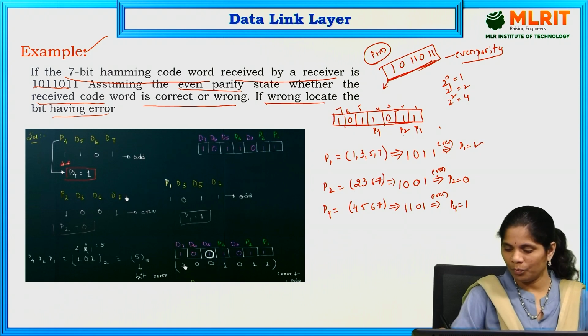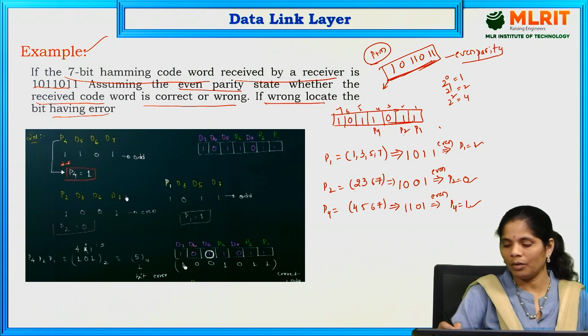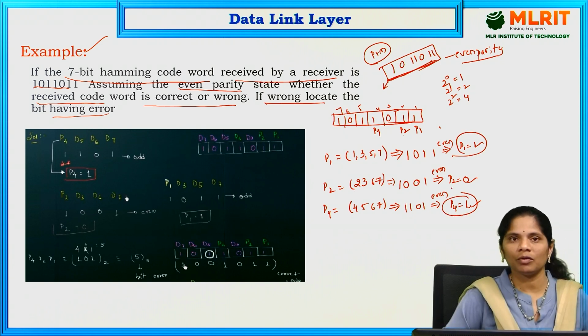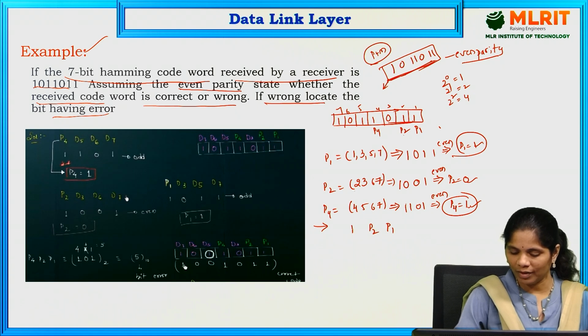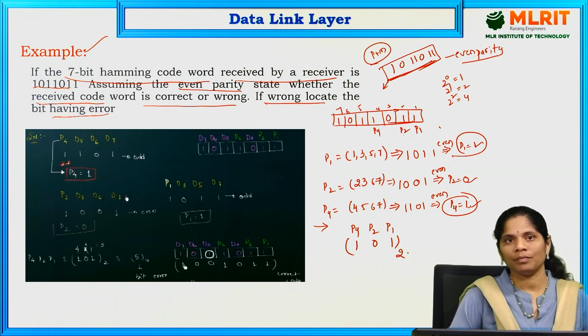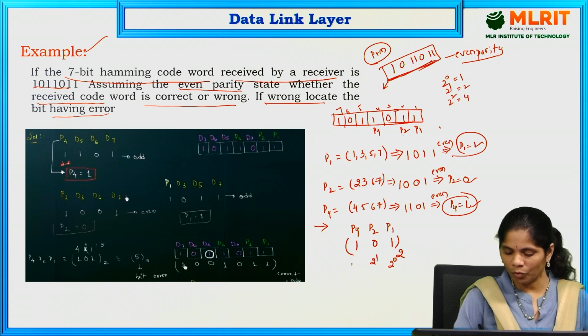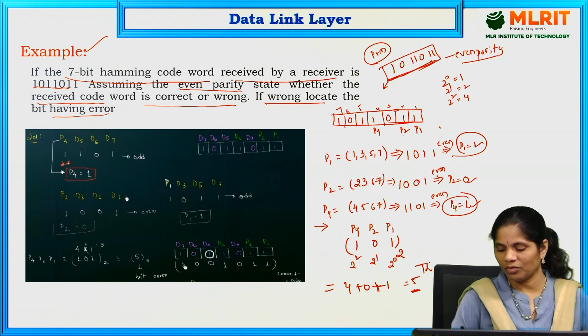P1, P2, P4 all have to be 0, only then is there no error. But here P1 equals 1, P4 equals 1, and only P2 equals 0, which means there is an error. So, till now we have detected the error. How do we correct the error? We write P1, P2, P4: P1 is 1, P2 equals 0, P4 equals 1. For this we find the decimal, using 2 power 0, 2 power 1, 2 power 2: 1 plus 0 plus 4. Total is 5, so the error is in the fifth position.